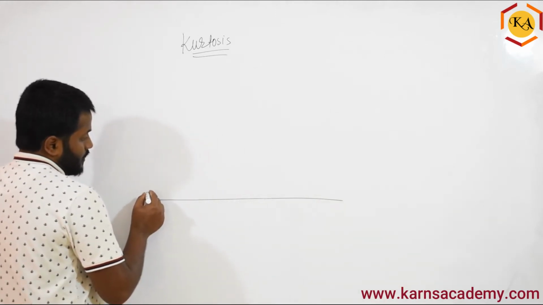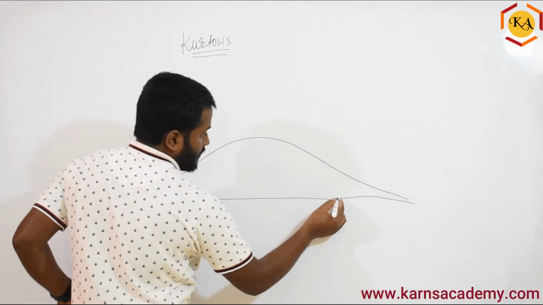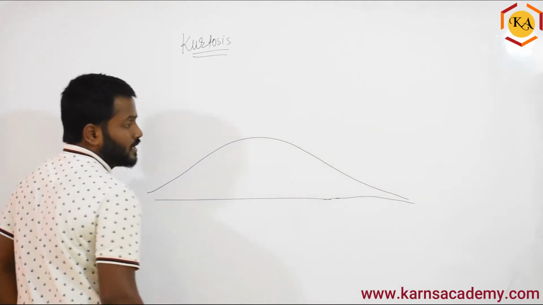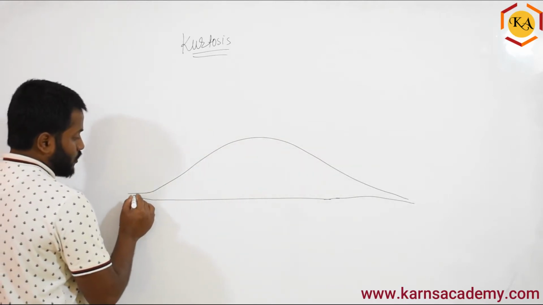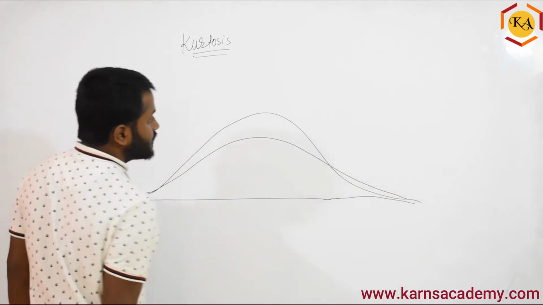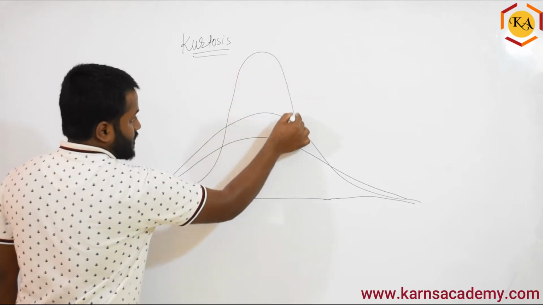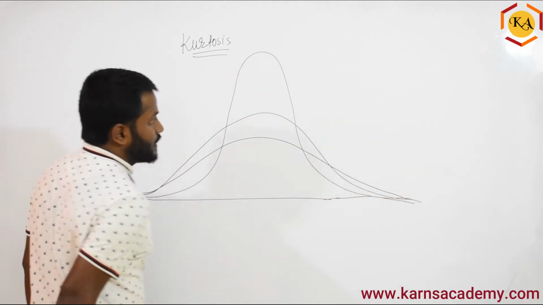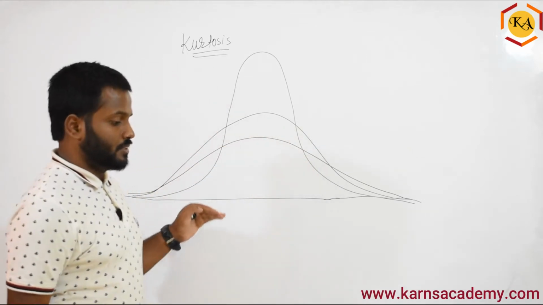For example, the first one is very flat data, where the peakness is low. Then you have the second type, where the peakness is a little above this, and the third type, where the data is very peaked. So these are the three representations of peakness we have in kurtosis.